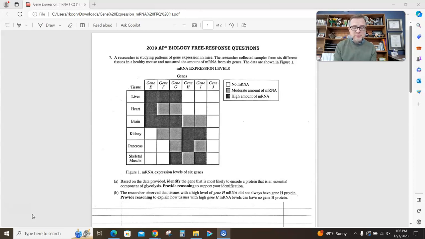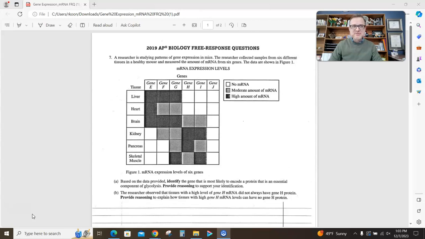So part A, based on the data provided, identify the gene that is most likely to encode a protein that is an essential component of glycolysis. Provide reasoning to support your identification. So now this question throws out glycolysis. So this is putting multiple topics in one question, which is great.